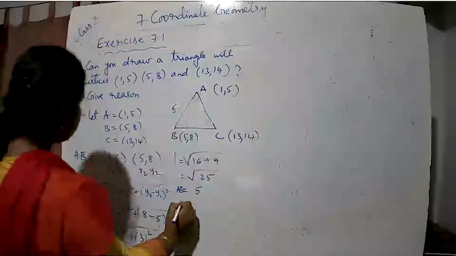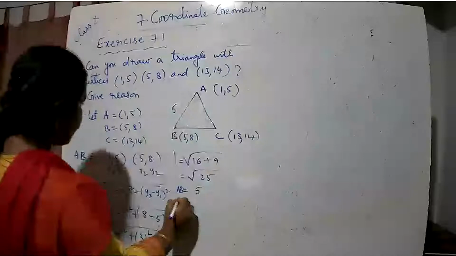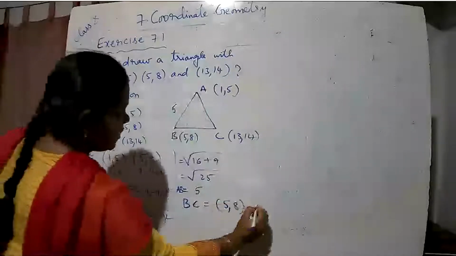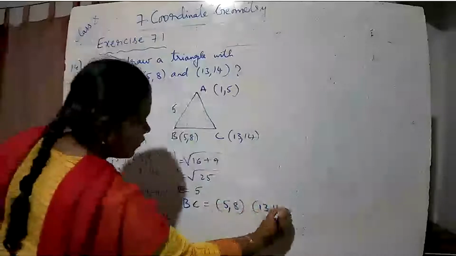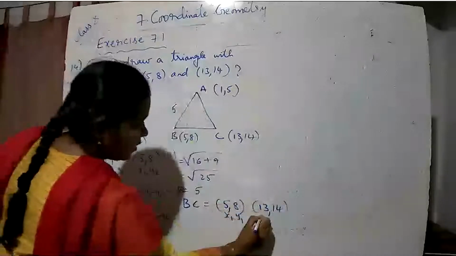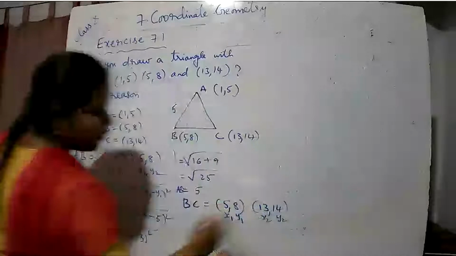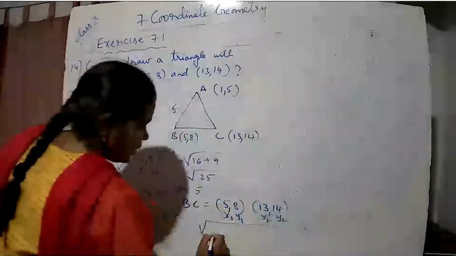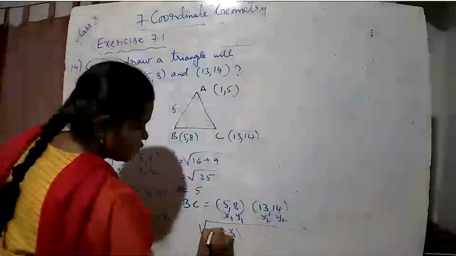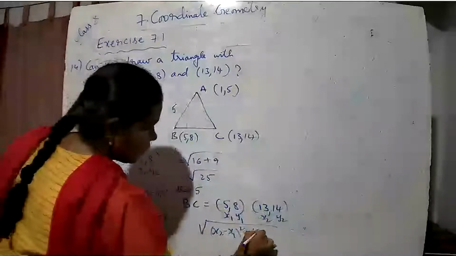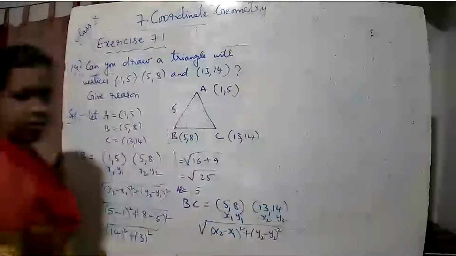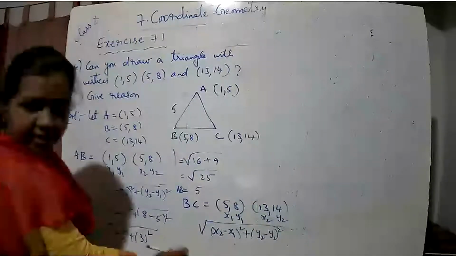Okay. Next find out BC. So write the coordinates of B: 5, 8, coordinates of C: 13, 14. The points x1, y1, x2, y2. Whenever you are doing this, always write the formula: square root of (x2 minus x1) whole square plus (y2 minus y1) whole square. In your exam, always you have to write the formula. Okay. Don't do the substitution directly.